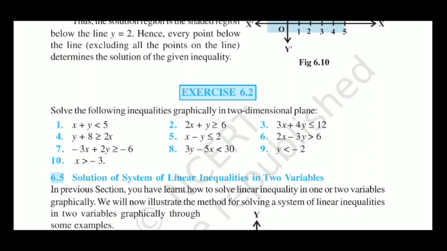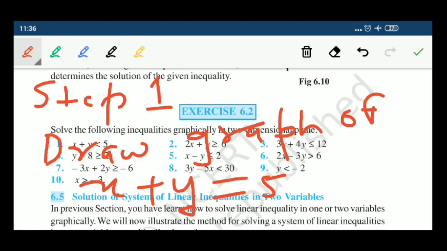See the very first question of exercise 6.2. What have they given? x plus y is less than 5. Please note down its sign: x plus y is strictly less than 5. See the solution of this question. In the very first step, you will draw the graph of x plus y equals 5. In place of the inequality, you will write an equals sign for the graph.